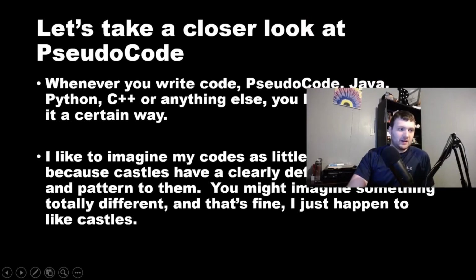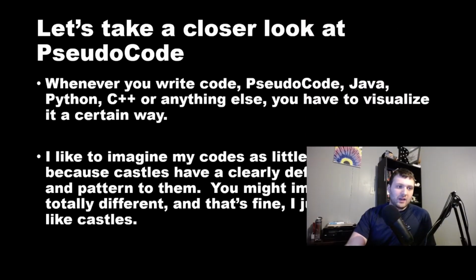So anytime you write code, pseudocode, Java, Python, C++, or anything else, you have to visualize it in a particular way, right? You are creating a structure basically for how you want your code to be. You're creating the outline, the skeleton, right?